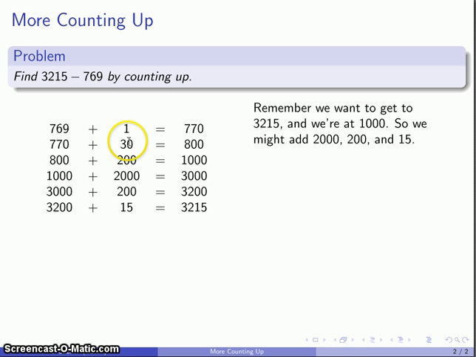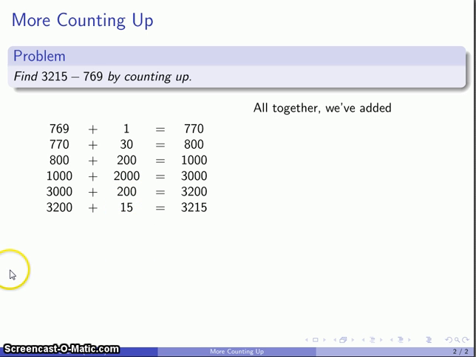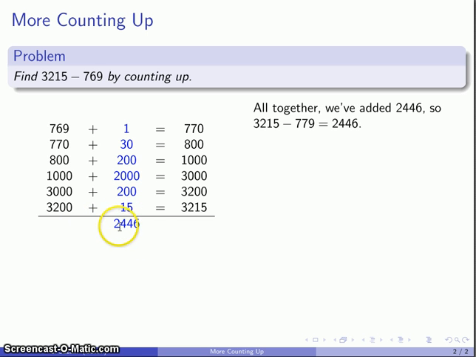Well, we added 1 and 30 and 200 and 2,000 and 215. If we add all those together, we find that we've added 2,000, 400, 40, and 6. And so that says if I were to count up from 769 to 3,215, I'd have to go up by 2,446.